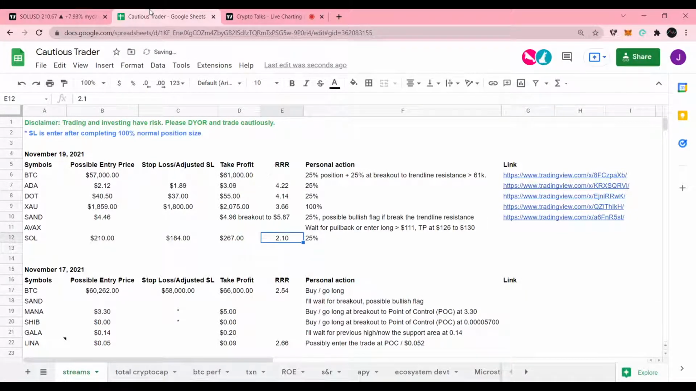2.10. Remember that if it falls below 2, I'm not normally trading that asset. Though most of my trades, or what I'm showing here, is just a short-term trade, which is mostly futures.